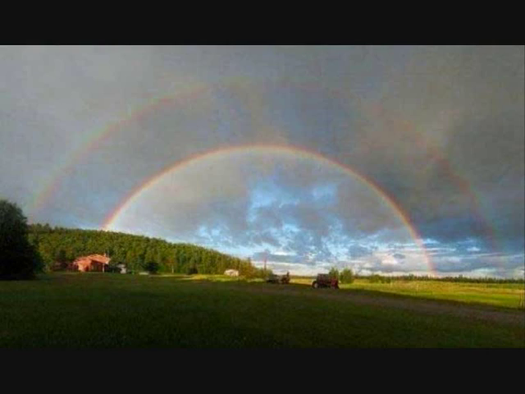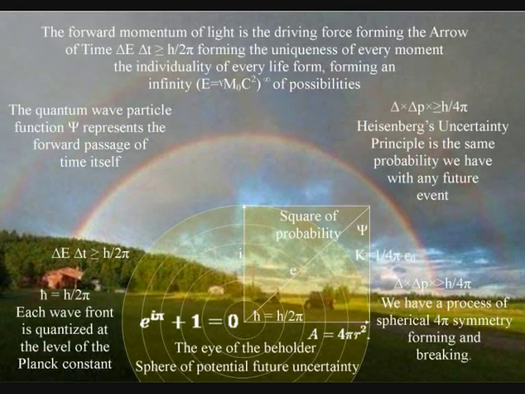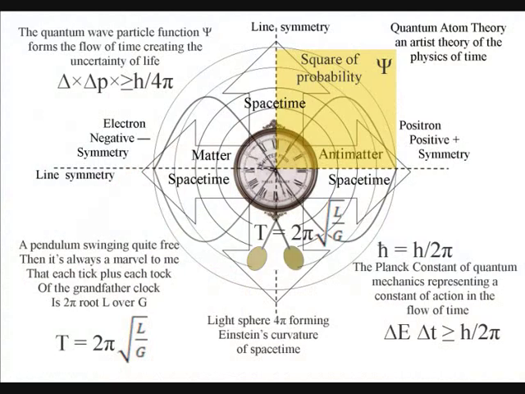In a new theory called quantum atom theory, the speed of light is a universal constant because each new photon oscillation or particle of light is also a new moment in time that forms a curvature of space-time. The continuous momentum of light forms what we see and feel as the flow of time.